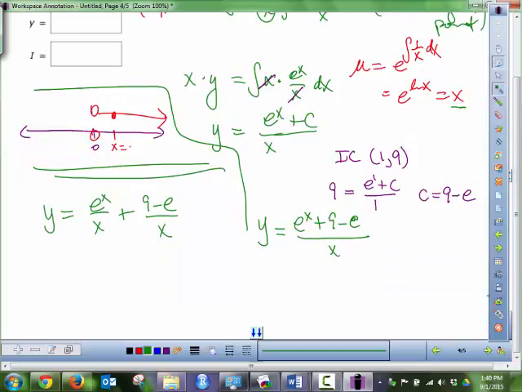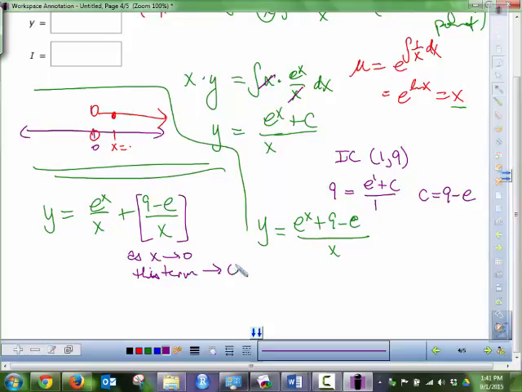The x in the denominator is going to dominate the constant, so this whole thing is going to approach 0. So as x goes off to infinity, this term approaches 0. This is infinity, and this is 0. So as x goes off to infinity, this term goes to 0.